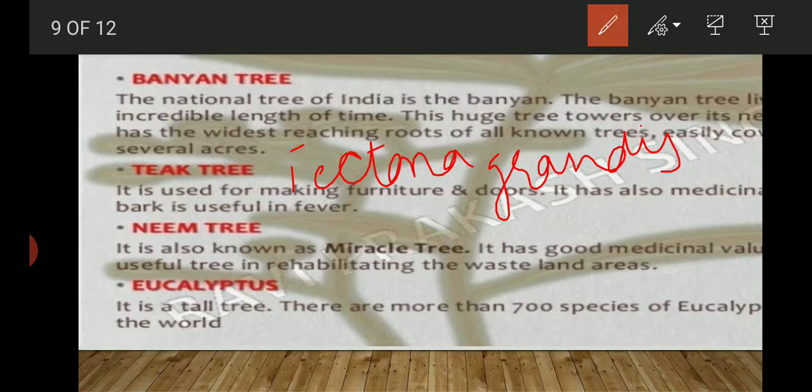It also has medicinal value. Its bark is useful in fever. Neem tree, it is also known as a miracle tree, and its botanical name is Azadirachta indica. It has very good medicinal value, and neem leaves are also used as a blood purifier. Eucalyptus tree, it is a tall evergreen tree, and it has more than 700 species, and its wood, pulpwood, is generally used to manufacture paper, which means it is very important for the paper industries.